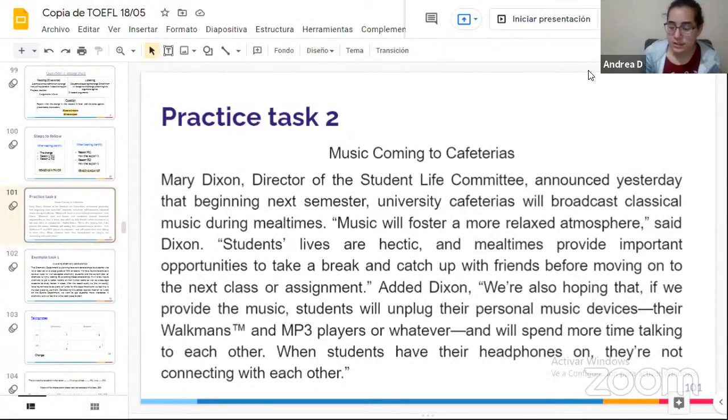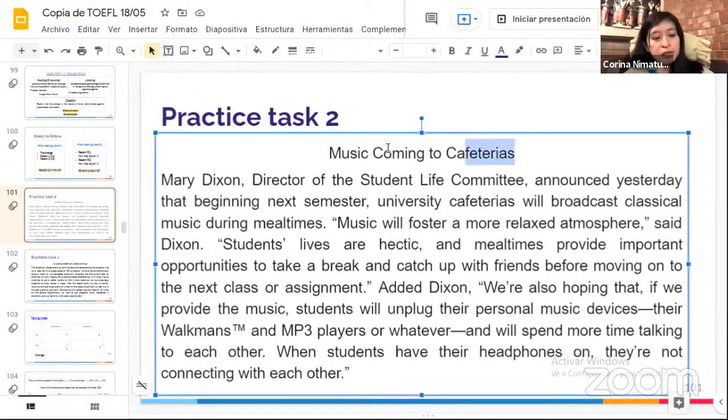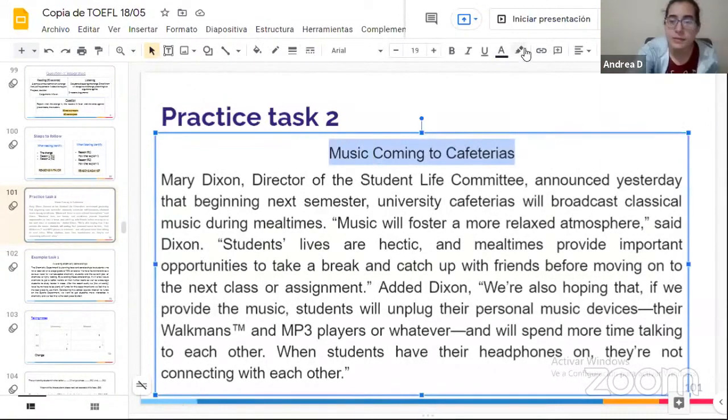What's the change in this case? They are going to play music in the cafeteria. Perfect, that's it. They're going to play music in the cafeterias.